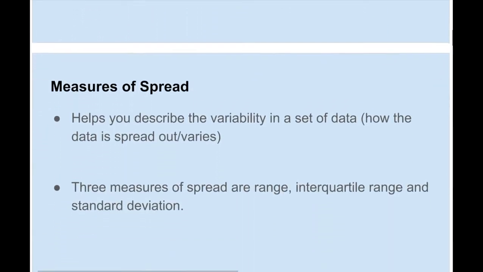Measures of spread help you describe the variability in a data set. So basically, in the name itself, they describe how the data is spread out or how much it varies. If it's very spread out, the numbers vary a lot, they're not close together. And there are three measures of spread: range, interquartile range, and standard deviation.